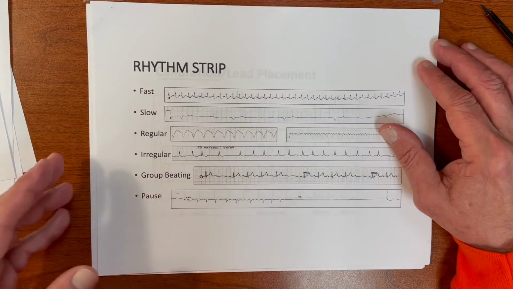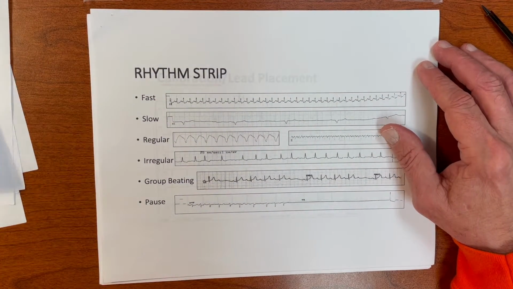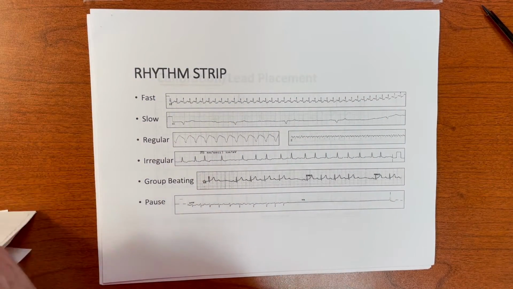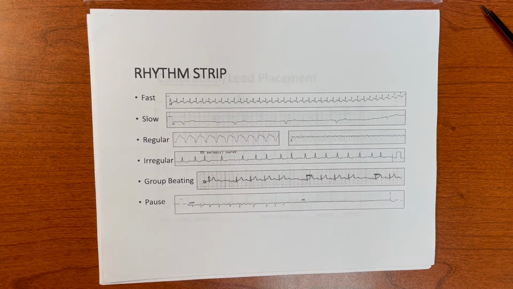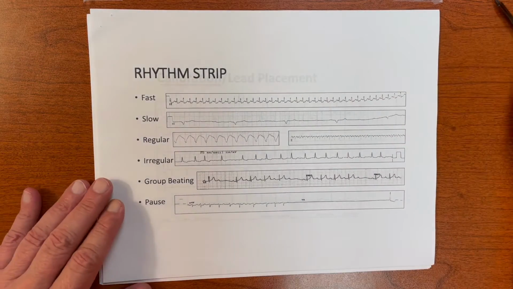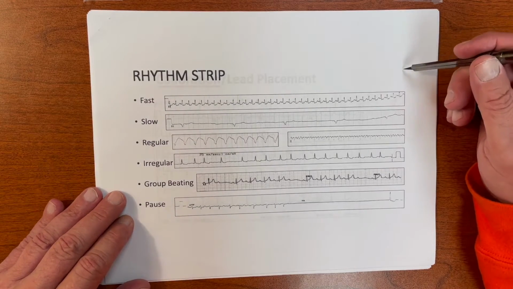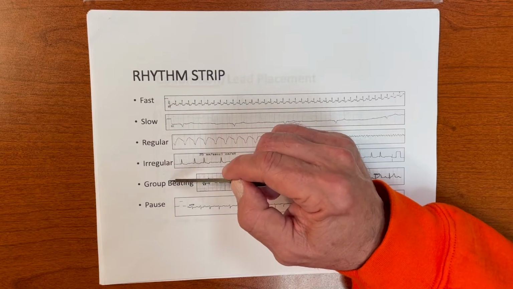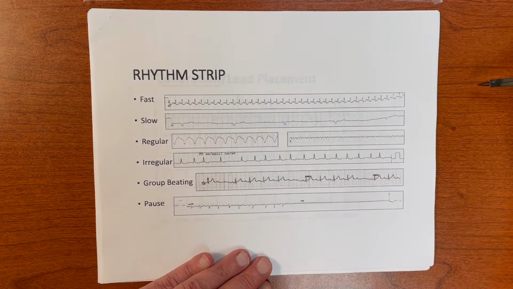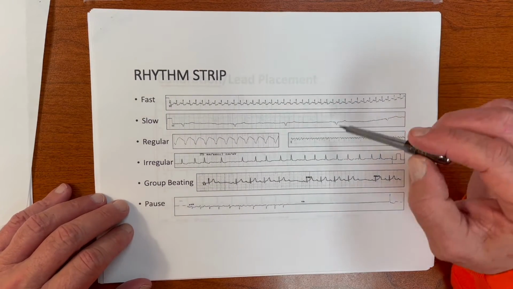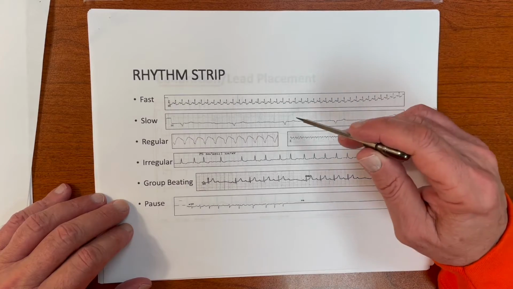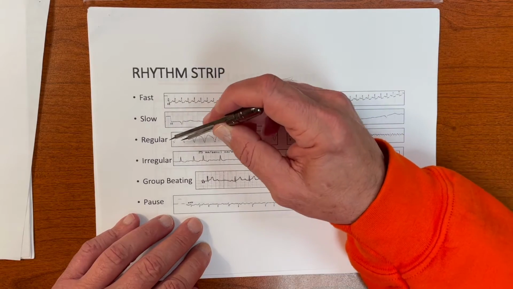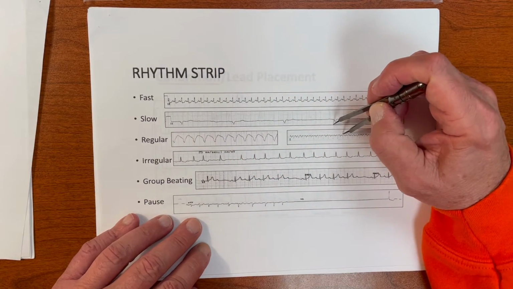Next, we're going to look at the rhythm strip, the same thing, and we're going to use adjectives. Now, this is going to sound stupid, but again, I have to tell you, don't be too smart. These general adjectives is how we're going to diagnose rhythms. I want to know, is it fast or slow, regular or irregular? Is there group beating or is there a pause? That's what we want. Okay, so what we're going to do is we're going to notice fast or not, slow or not. Is it regular? Regular, what do we do with regular? Regular is it's going to be either regular and wide or regular and narrow, a QRS.